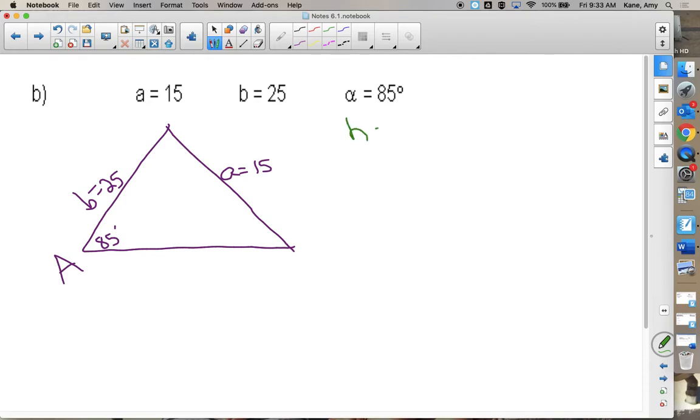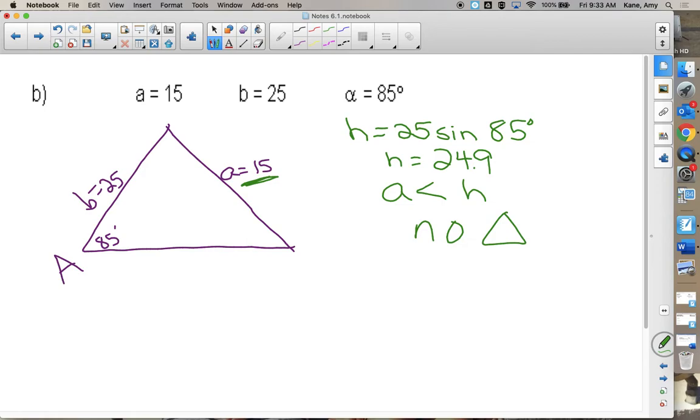So calculating H, we would have 25, the other side, times the sine of 85 degrees. Reese, what did you get for the height here? 24.9. So again, before you do anything, compare your side that matches the angle with the height. Reese, how do they compare? Yeah. So the side across from the angle is 15. It's less than the height. So Reese, what does that mean if it's less than the height? There's no triangle.